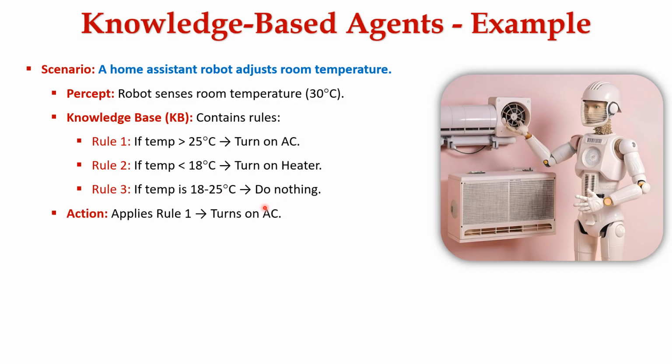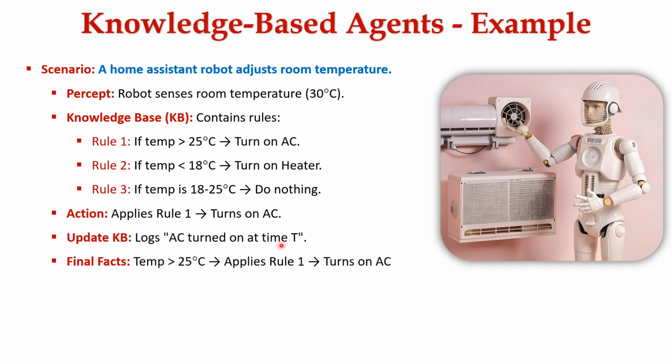Next, in step 3, it decides the action. The robot sees that the temperature is 30 degrees Celsius. Since it is above 25 degrees Celsius, it applies rule 1 and it decides to turn on the AC to cool down the room. In step 4, it updates the knowledge base. After turning on the AC, the robot updates its knowledge base. It logs a fact like AC turned on at time t.